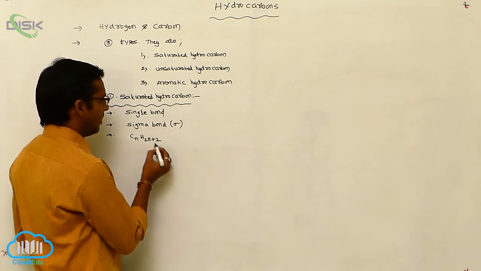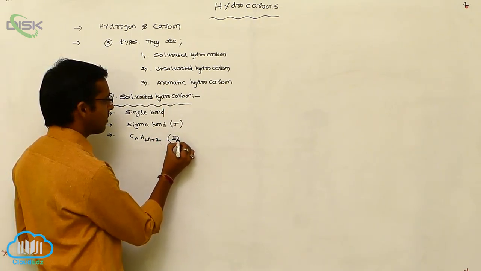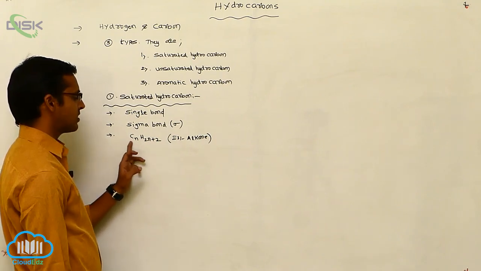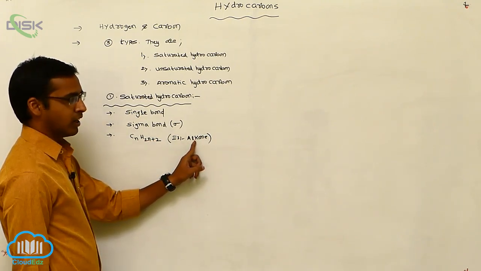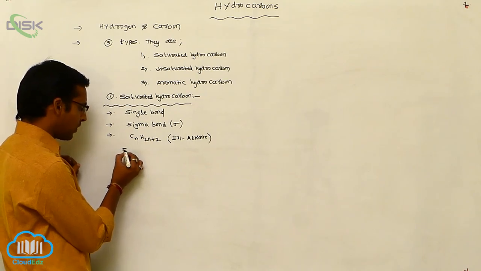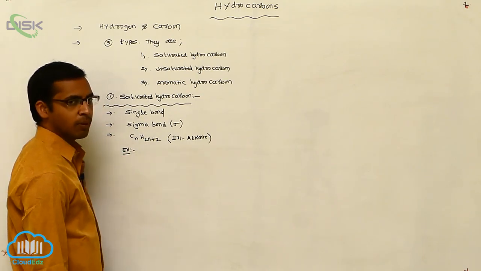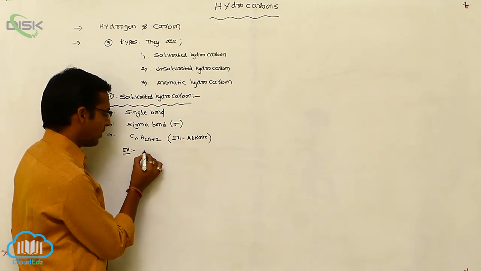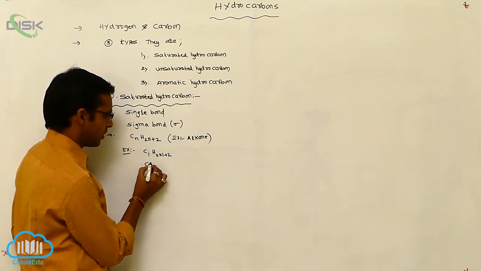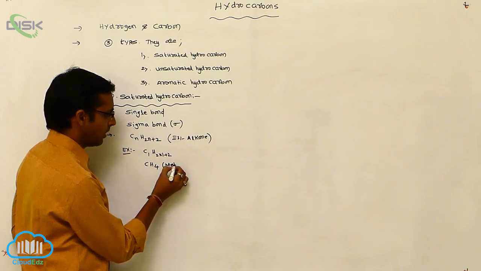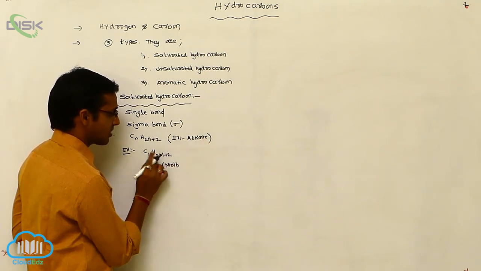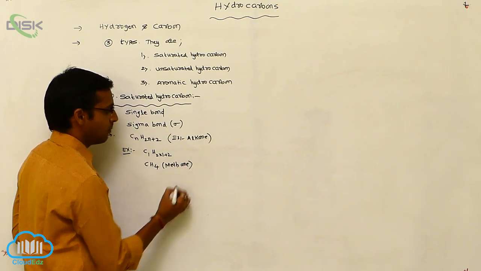The main example of saturated hydrocarbon is alkane. The general formula of alkane is CnH2n+2. In alkane, a single bond, a sigma bond, is present between carbon and hydrogen. If n equals the number of carbons, and n equals 1, then C1H(2 into 1 plus 2) is C1H4, that is CH4. Here one carbon, the saturated primary suffix is ane, so the name is methane.